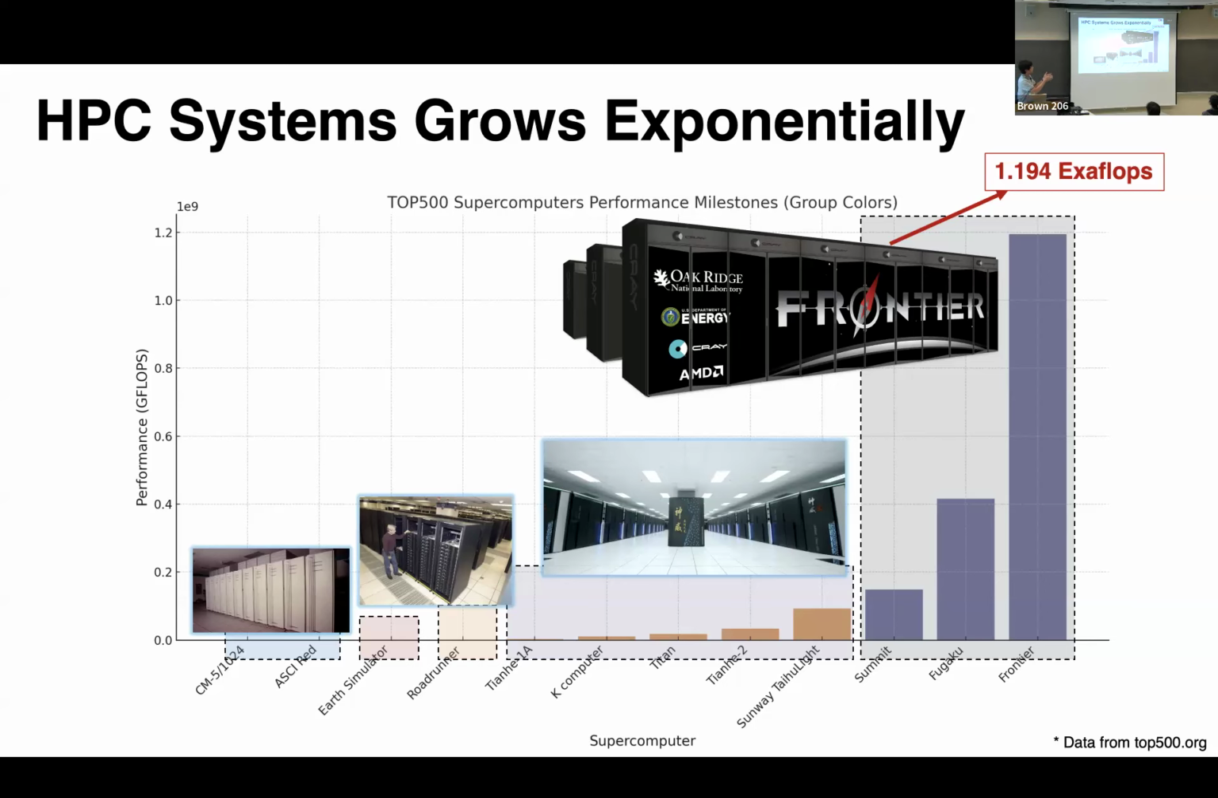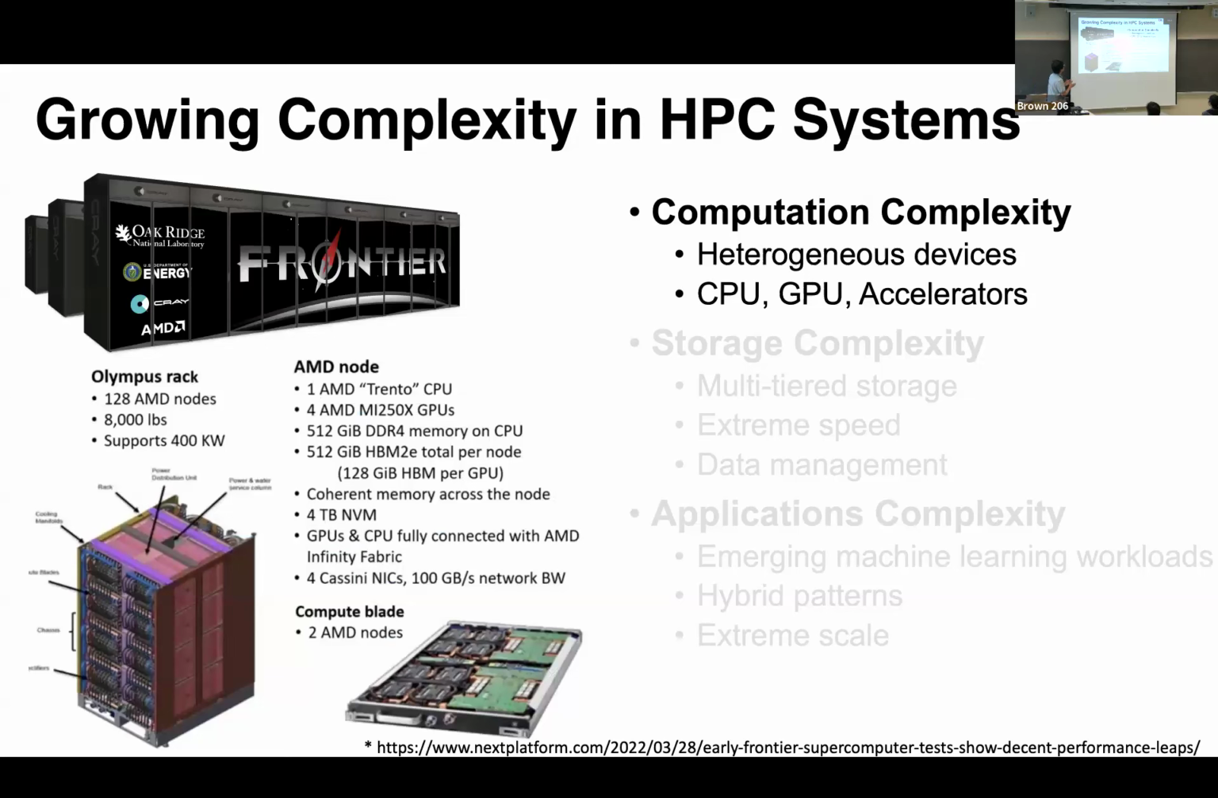So given that the systems are getting bigger and bigger, multiple challenges come with it. As the system grows, the complexity also grows. So I show some statistics of the Frontier system. It uses multiple racks. Each rack has 128 AMD nodes, and consumes about 400 kilowatts each. And each AMD node actually has multiple GPUs on it as well. So it's a highly hybrid system. I couldn't show the whole system.